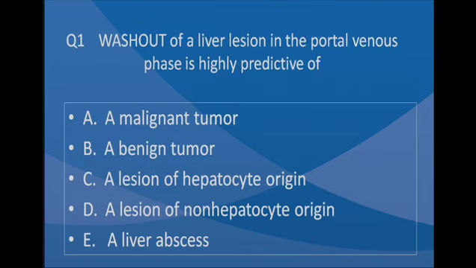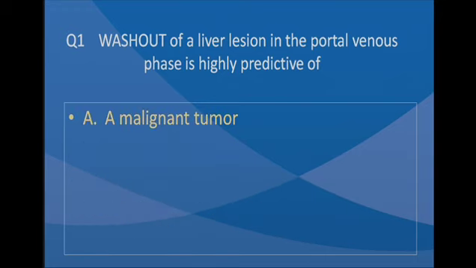So the first question which I'll pose relates to washout. So washout of a liver lesion in the portal venous phase is highly predictive of which of the following: a malignant tumor, a benign tumor, a lesion of hepatocyte origin, a lesion of non-hepatocyte origin, or a liver abscess. So considering these 5 possibilities, which one should you always think of when you see washout of a liver lesion on CEUS? Well, the answer is a malignant tumor. So malignant tumors have a high association with washout.